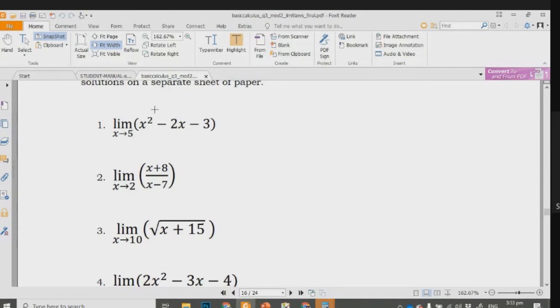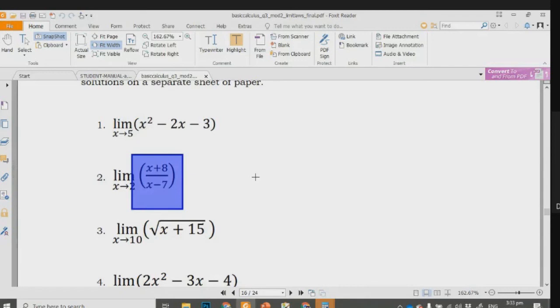Ito, kay x squared, power theorem. Pag-iwalay nyo sa x squared, gagamitan nyo ng power theorem. Si 2x, limit of x. Constant multiple theorem, sinusundan ni limit of x. Kay negative 3, constant. Limit of a constant. Yan, pinakamadali. Number 2.